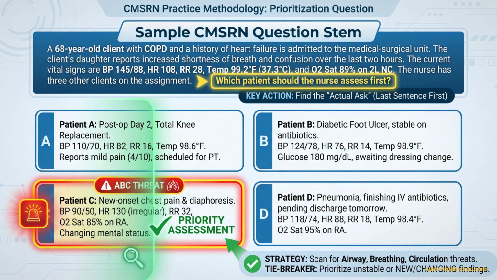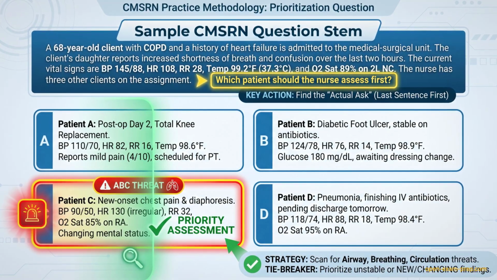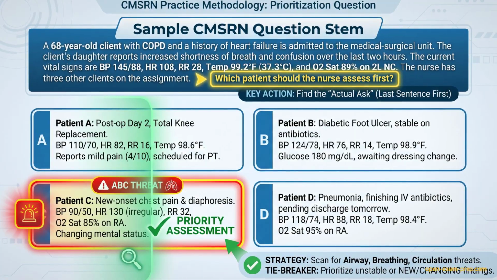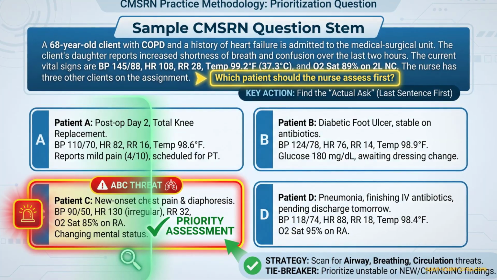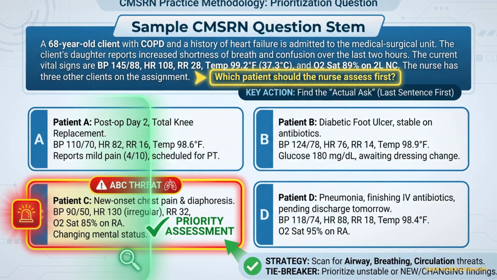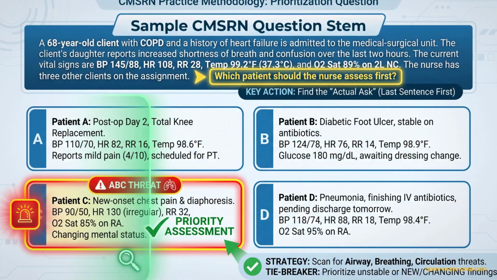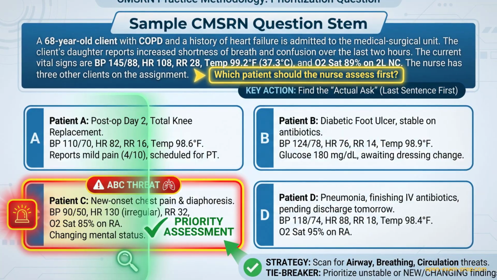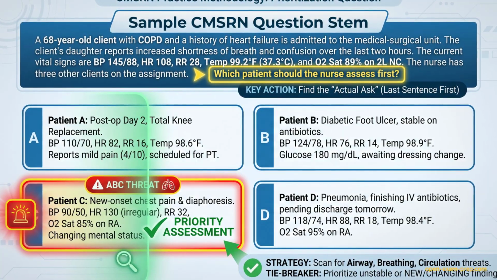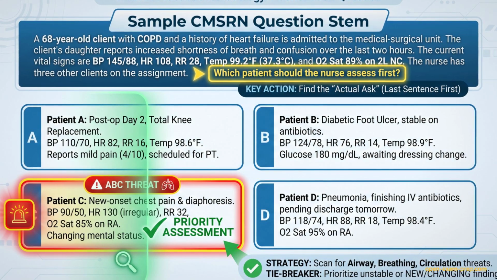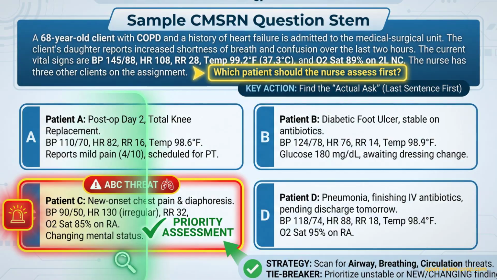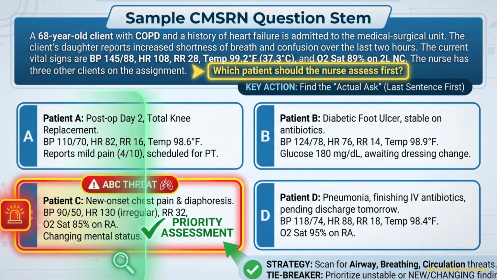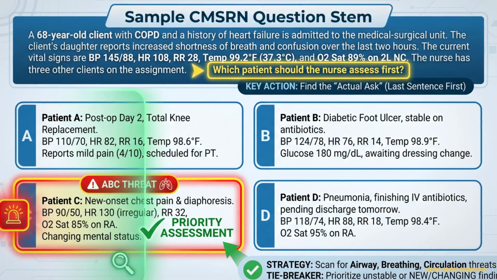Let's look closer at prioritization questions. The stem will describe several patients, but the real question is in the last sentence. Which patient should the nurse assess first? Your task is to find the patient with the biggest immediate deviation from their expected baseline. Scan for threats to airway, breathing, and circulation first. A patient with an unstable or new finding will always take priority over a patient who is stable, even if they are uncomfortable or have a scheduled task pending.